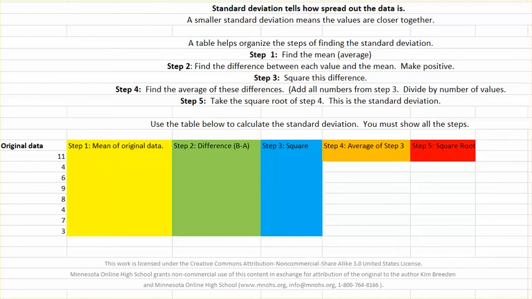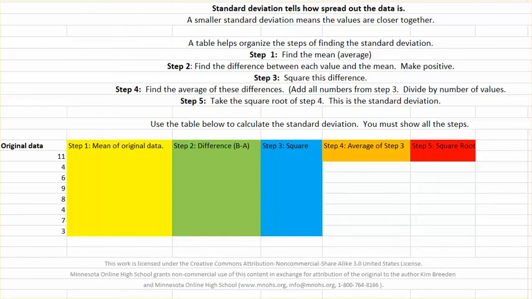In step 3, we square this. Again, remember, squaring a number always makes it positive. So if in step 2 you forgot to make your numbers positive, make sure that all of your answers in step 3 are positive. In step 4, we find the average again, but this time we're finding the average of those differences. And finally, in step 5, we take the square root. That gives us the standard deviation.